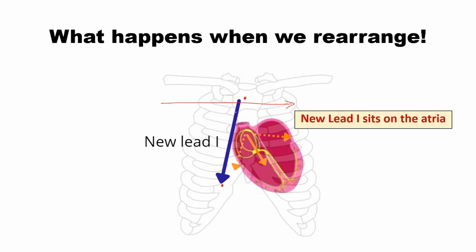So much so that the direction of this new lead 1 almost corresponds to the direction of right atrial depolarization. Hence, this makes the Lewis lead arrangement, especially the lead 1, the most sensitive lead on a surface ECG to pick up the atrial activity.